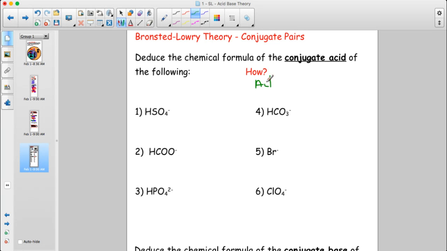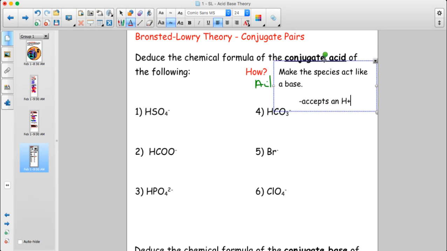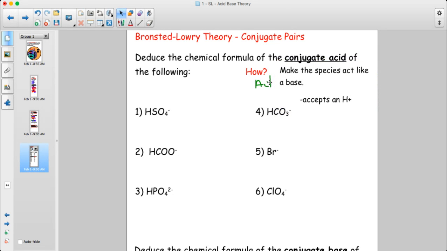Let's just type it. Make the species act like a base. And what does a base do in this theory? Well, it accepts an H+. So if we look at these compounds down below, if we want to know what their conjugate acid would look like, then we need to make them accept protons. They need to act like bases.